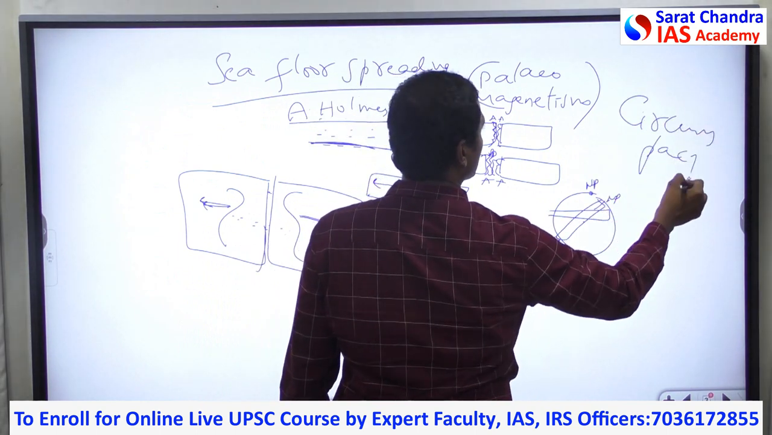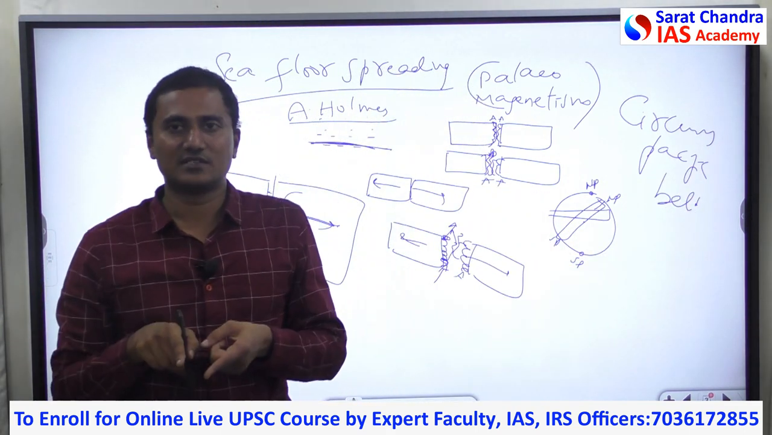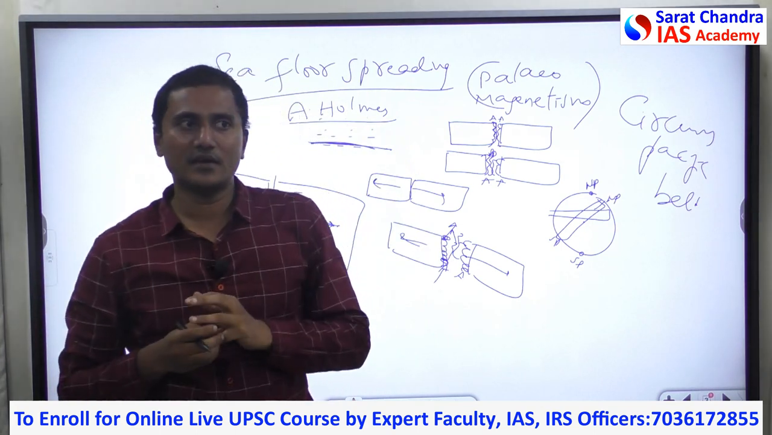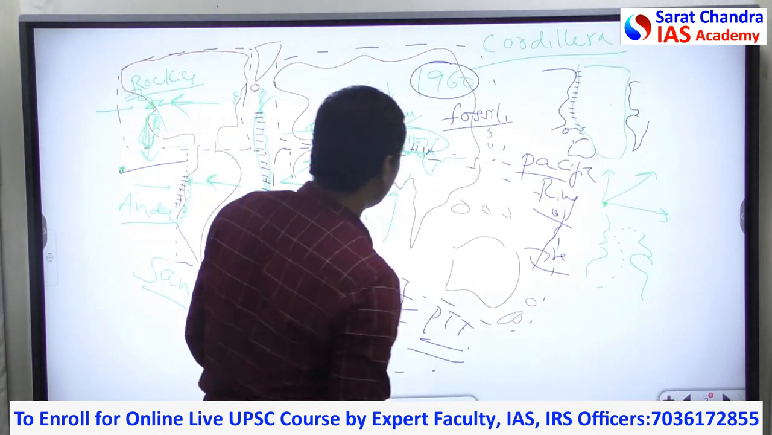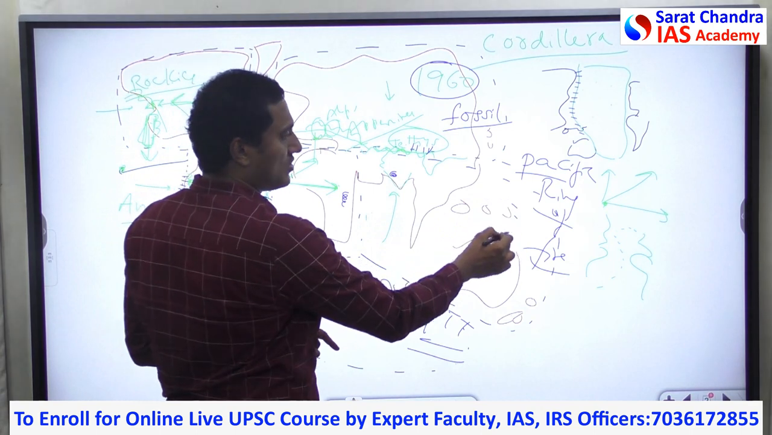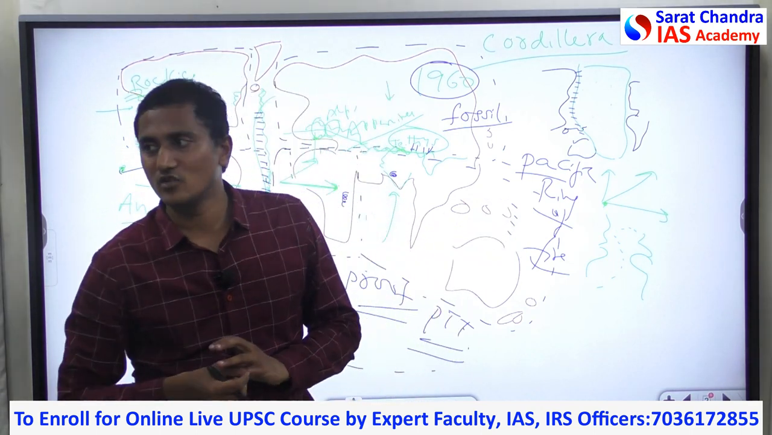Circumpacific means what? Circumference. Pacific Ocean circumference, along South America, North America, Japan. That's why Japan has got a lot of earthquakes. Indonesia. See, friend, here. Indonesia, Pacific Ocean, you know. Do you know Indonesia has got some of the highest volcanoes in the world? Indonesia volcanoes.